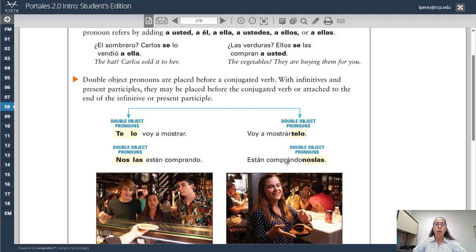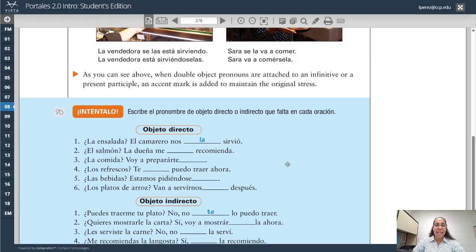Uno, dos, tres, cuatro, and that's where your written accent will go. And again, to summarize that rule: it's very specific. When you have two double object pronouns that you're attaching to a participle, you count back four to land your accent. Now try to say that three times fast. Let's see if we can get some practice done.